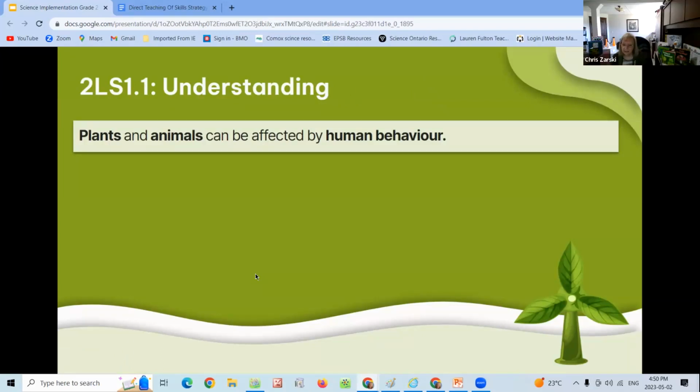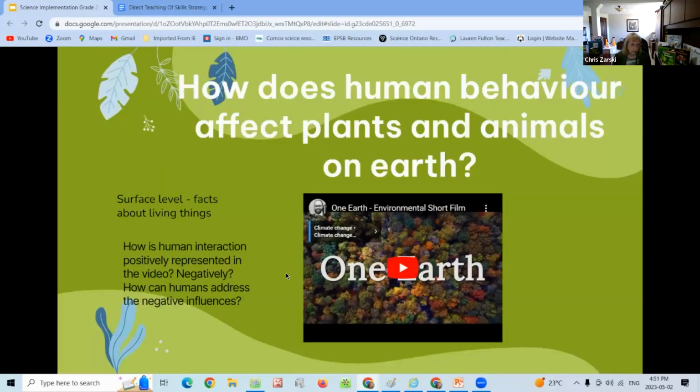So if we just start unpacking where I am going to get some of the tools to address some of these understandings, what could that look like? Plants and animals can be affected by human behavior. Now that we've unpacked some of those concepts, I want them to take those ideas we've already talked about, consolidate that thinking, and start making some elaborations on what we've learned.